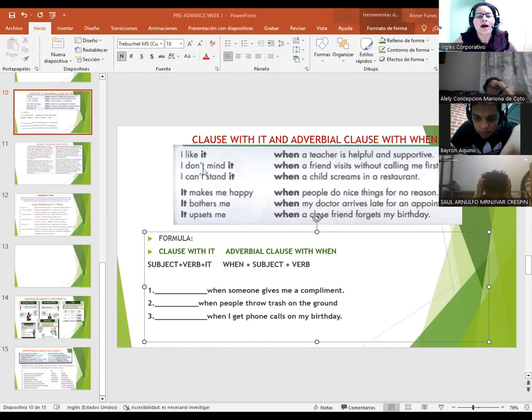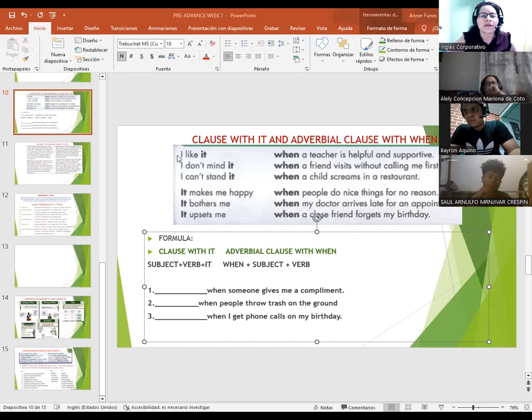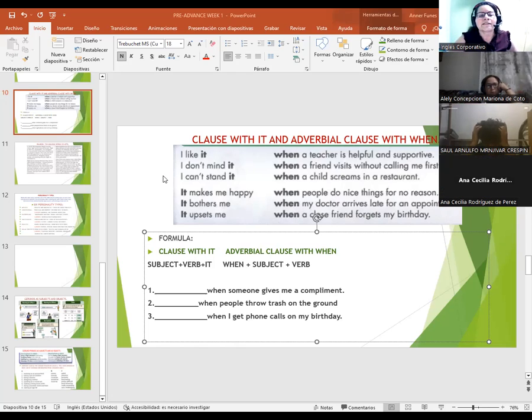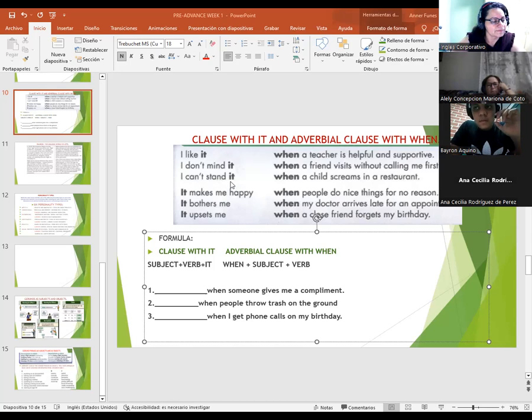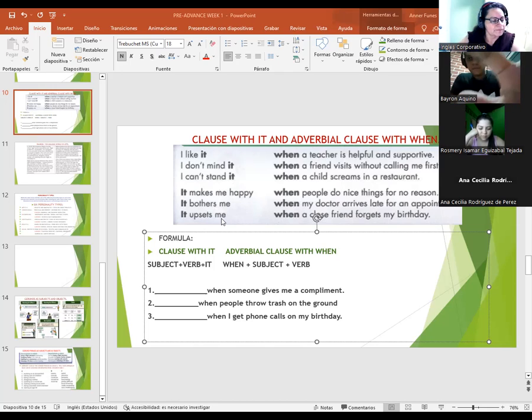I like it. I don't mind it. I can stand it. It makes me happy. It bothers me. It upsets me. Do you remember the meaning of these? For example, what is the meaning of I like it? Me gusta. What is the meaning of I don't mind it? No me importa. I can't stand it: no puedo soportarlo. It makes me happy: me hace feliz. It bothers me: me molesta. It upsets me: the same, también me molesta. Yes, both are the same.